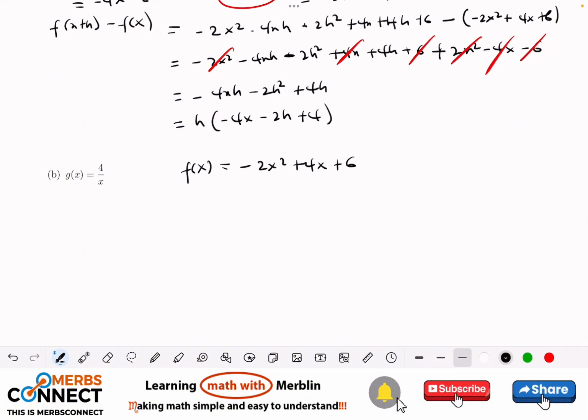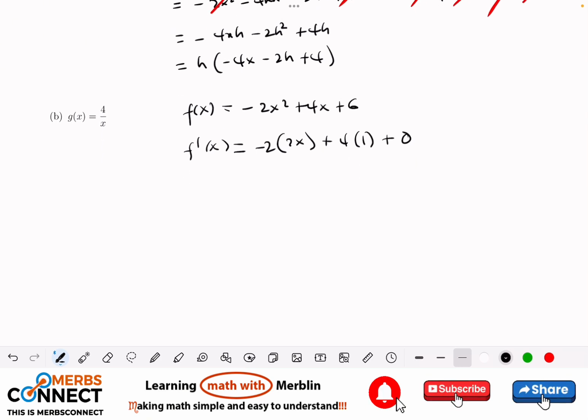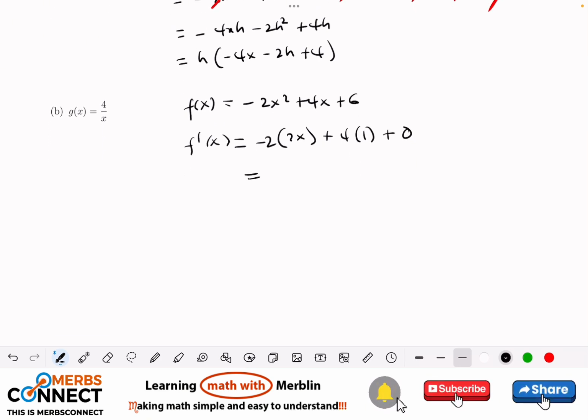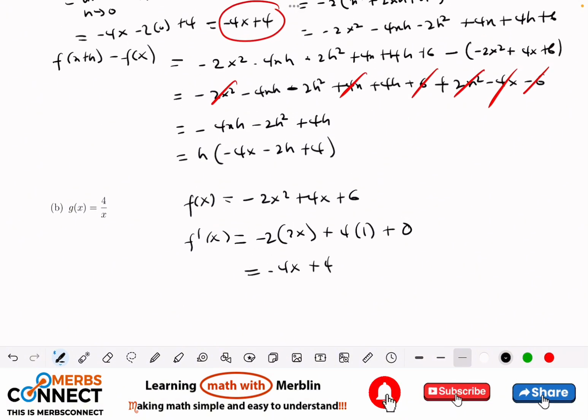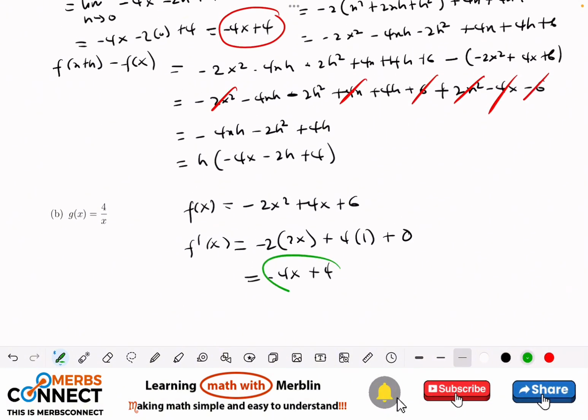So based on the power rule, what will be f prime of x? A constant multiplying x squared, so I'll maintain it, then I differentiate x squared, I'm going to have 2x. Plus, I'll maintain the 4. When I differentiate x, I get 1. When I differentiate a constant, I get 0. So when I multiply, I'm going to have minus 4x plus 4. And we can see that this is the same as that.